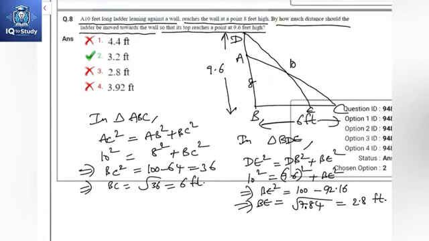So the distance that the ladder be moved towards the wall so that it reaches a point at 9.6 feet high is BC minus BE, which is equal to 6 minus 2.8, that is 3.2 feet, which is option number 2.